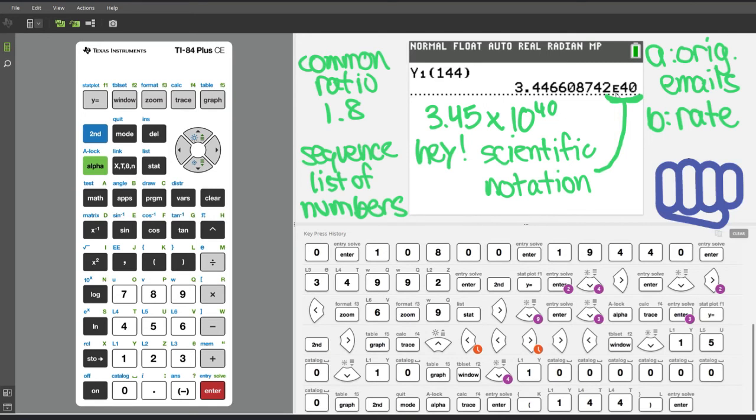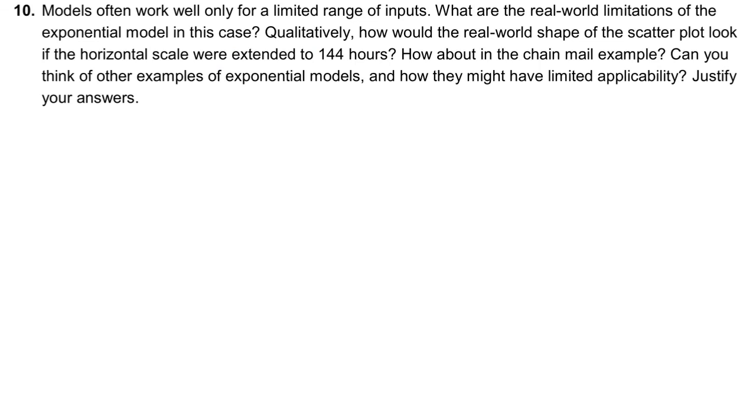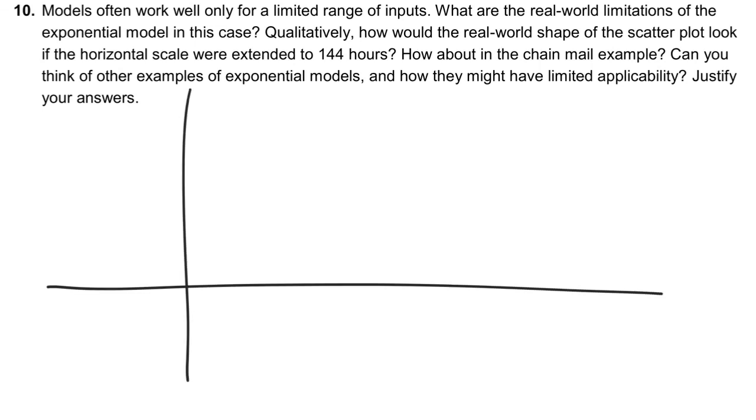And that's what number 10 is all about. Models often work well for a limited range of inputs. So what are the real world limitations of the exponential model in this case? Qualitatively, meaning not about the numbers, how would the real world shape of the scatter plot look if the horizontal scale were extended to 144? And then how about the chain mail example?